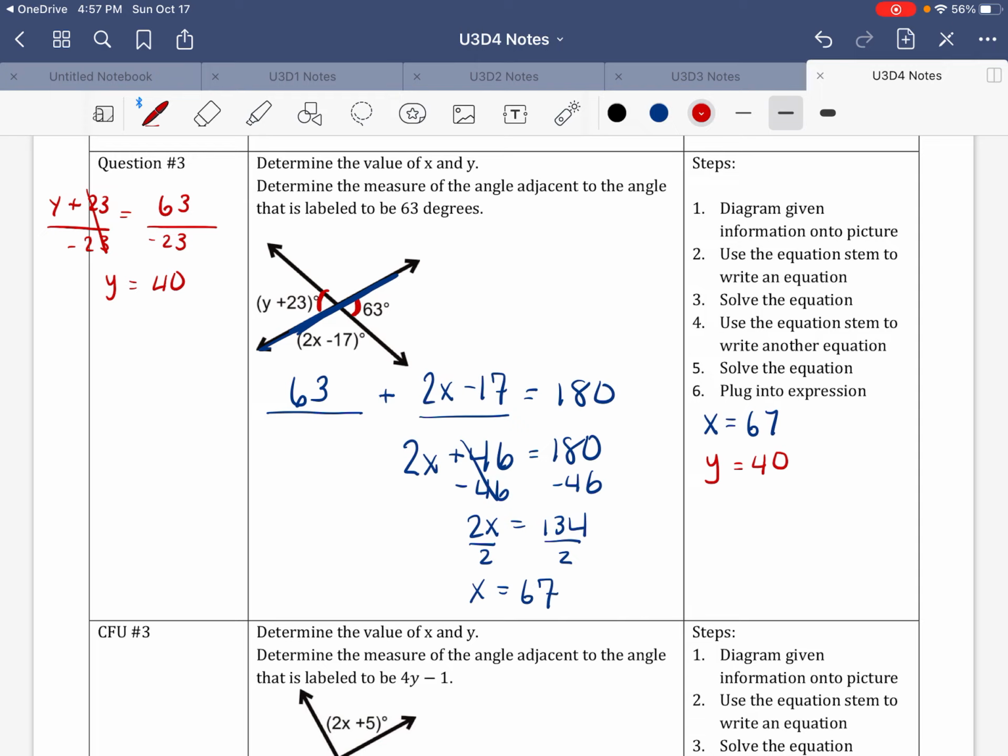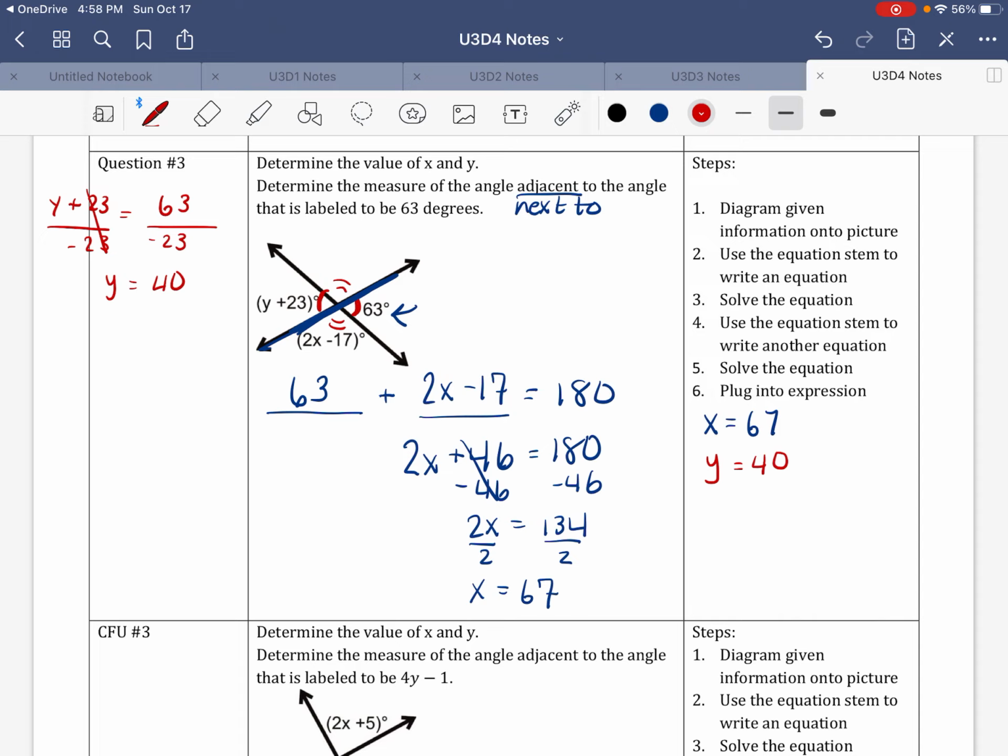Now, the last thing it asks us is to determine the measure of the angle adjacent, and adjacent we know means next to, the angle that is labeled to be 63 degrees. So here, this is our angle that's 63, so we're really looking for this angle or this angle. And we know that they're actually the same because they're both supplementary to our 63-degree angle.